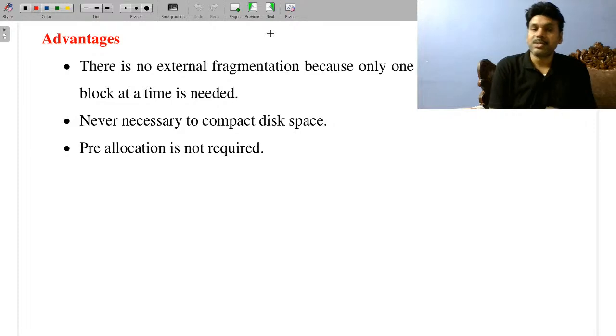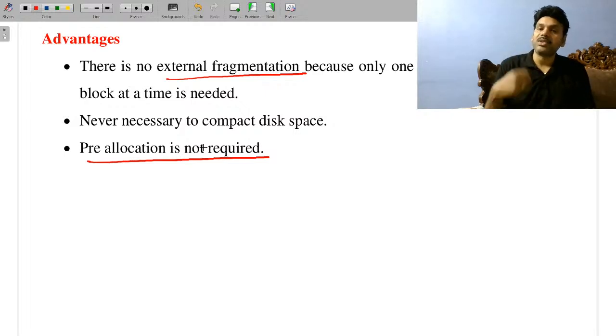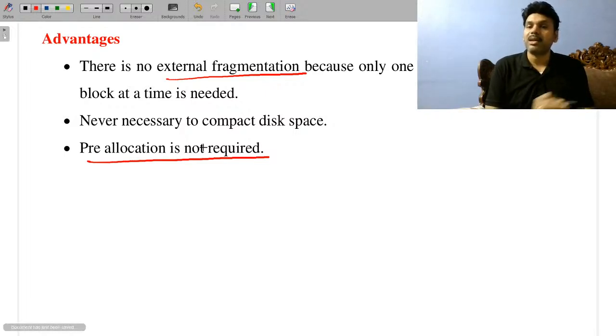What are the advantages? No external fragmentation. So you need not use any compaction techniques, and free allocation is not required initially. You need not do such a long process. Based on your request, you ask the system, and if free blocks are available, they are immediately allocated. Otherwise, they are not going to allocate to you.